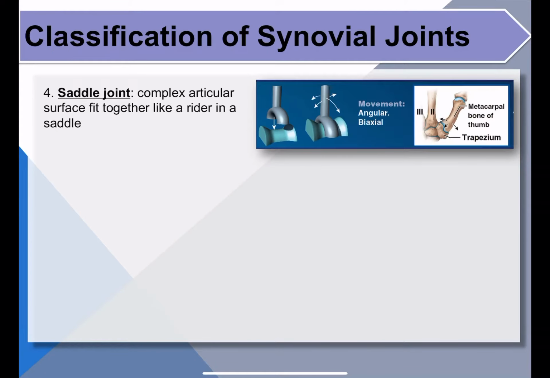All right, so the fourth subtype of synovial joint is called the saddle joint, which are those with complex articular surfaces that fit together like a rider and a saddle because of the way they are shaped. They're shaped in that special manner that they fit together nicely. And a good example of that is your first carpal metacarpal joint, which is that in your thumb.